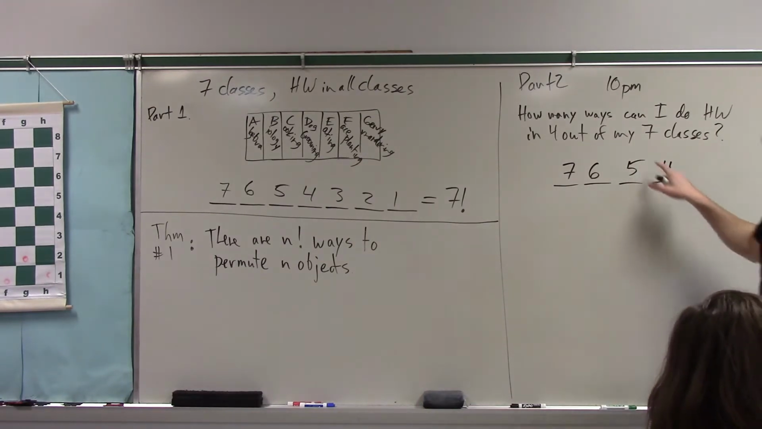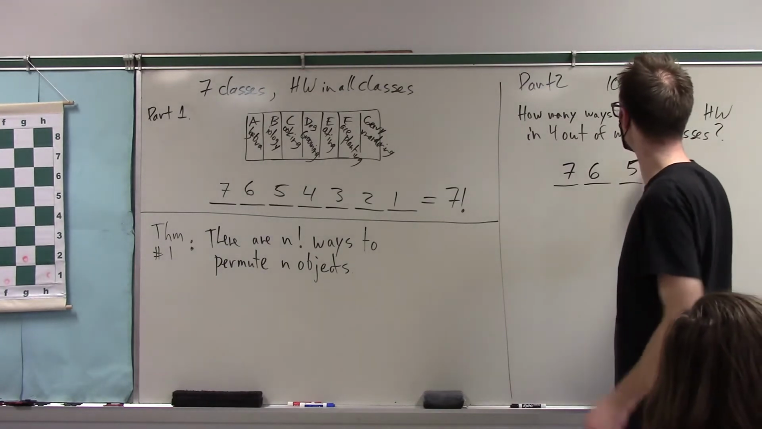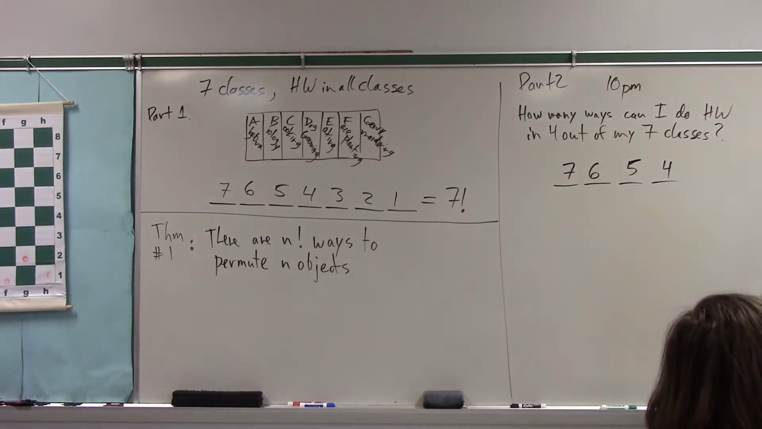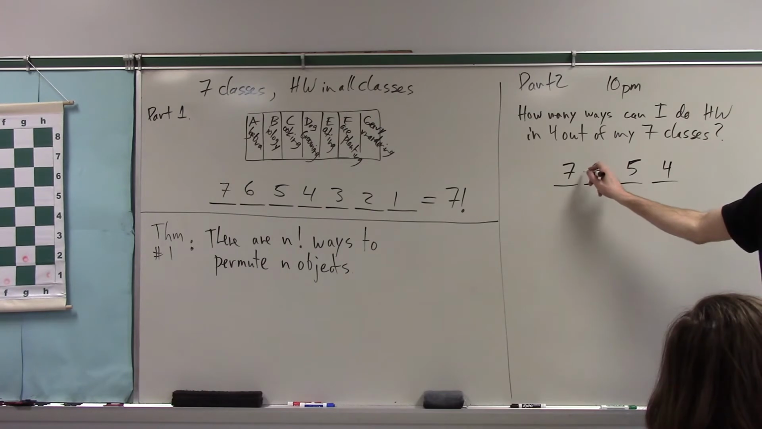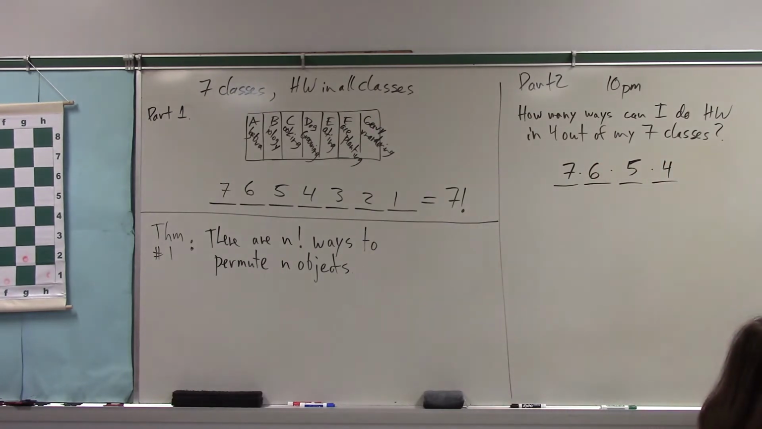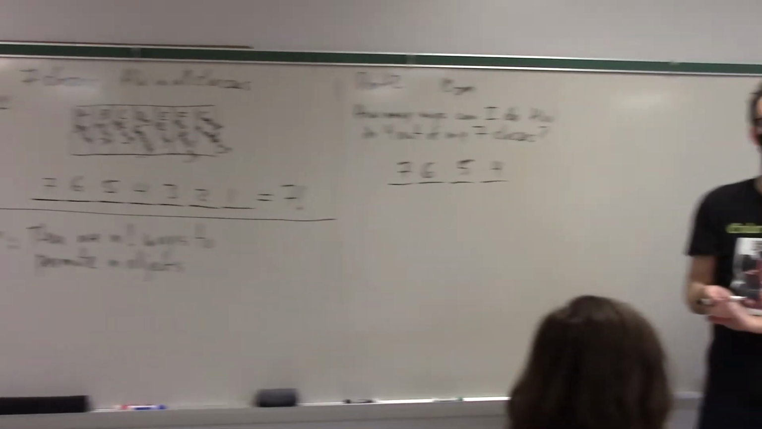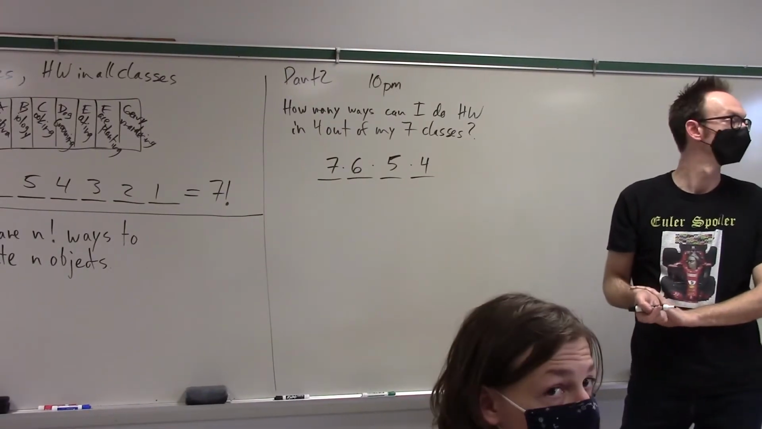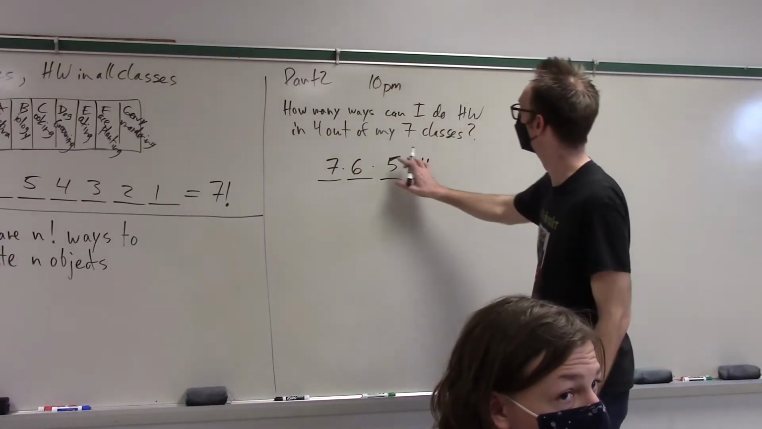Now, you could just leave it like that and call it a day and move on, or we could dwell on this. So the answer is 7 times 6 times 5 times 4, which is 7 factorial divided by 3 factorial.